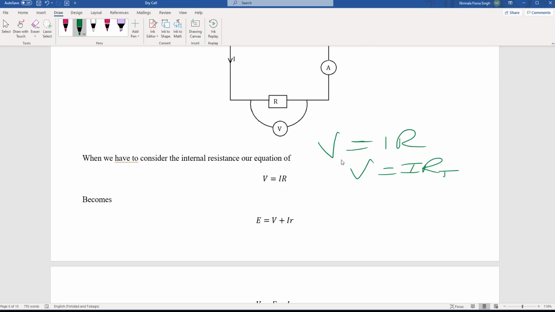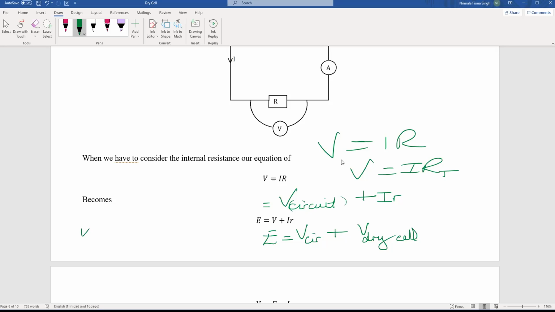Your E, which is your EMF, is going to be equal to your V, which is the voltage in your circuit. This is the voltage that comes out of the battery. And then we're going to look at the voltage in the battery itself, because as the current comes out of the battery, we have to consider that the battery is producing a current I, and it has a little resistance. So if you want to write it down in notes, E, the electromotive force, is equal to the V of your circuit plus the V of your dry cell.